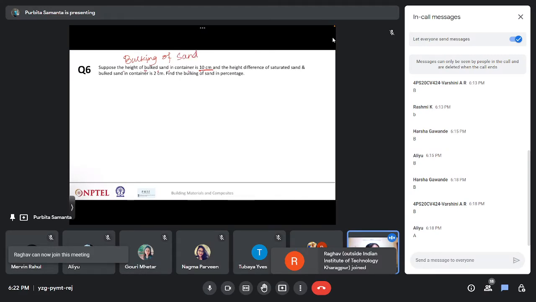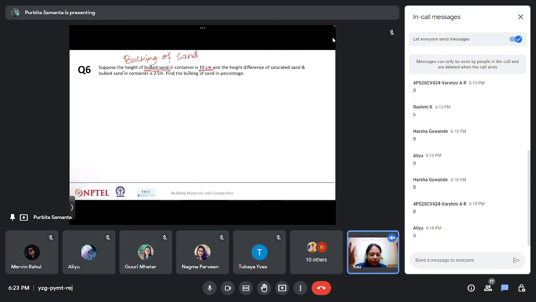Since I'm telling bulk sand, there is a container where we are trying to understand what percentage of sand is bulked, or the bulking of sand in percentage. So what is bulking? I hope you all have gone through the module, but still, bulking of sand is basically when the sand has moisture in it. That is known as bulking of sand. And when bulking happens, the overall volume of the sand increases.